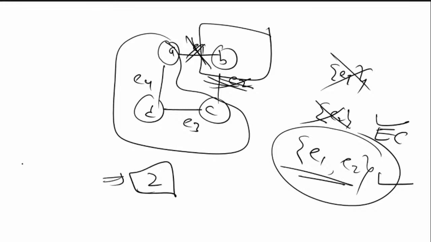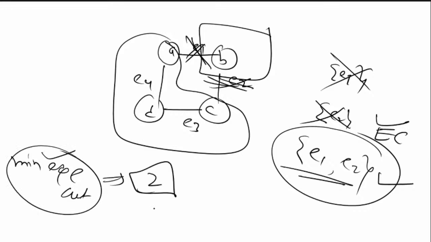This is the size of the minimum edge cut. Okay. Or you can say edge cut number. The edge cut number is 2. Edge cut number means the size of the minimum edge cut. Similarly, vertex cut number means the size of the minimum vertex cut. So these are the concepts of cut set.